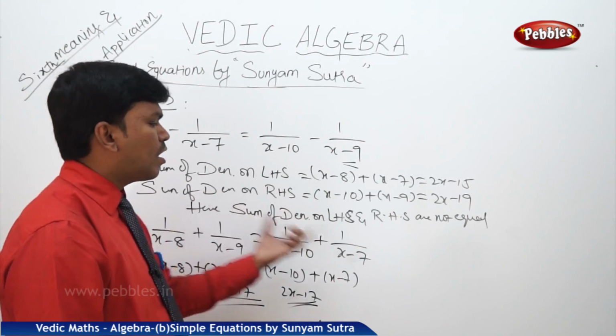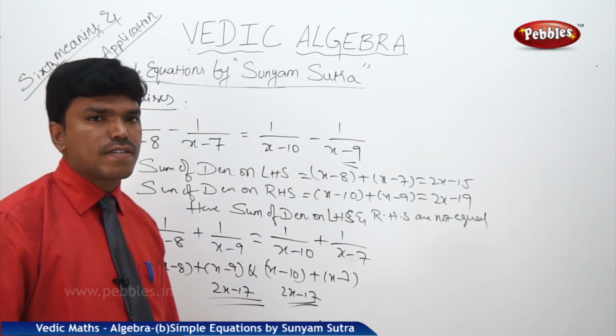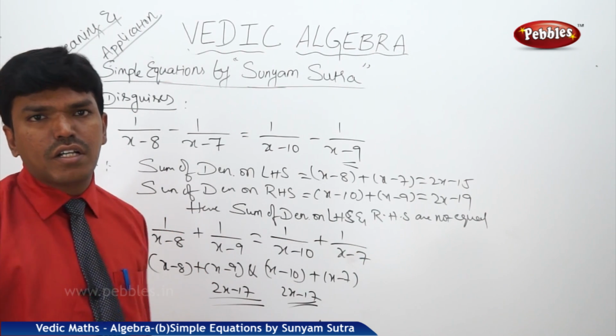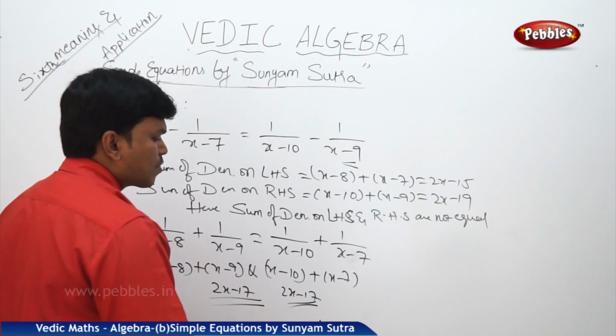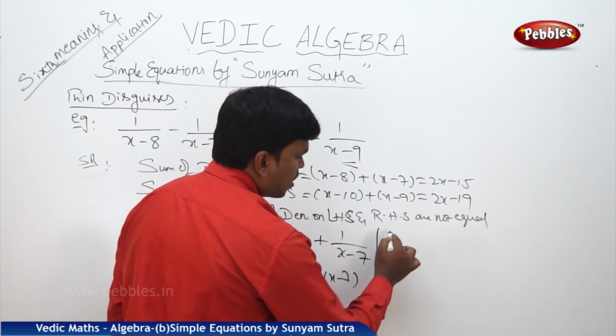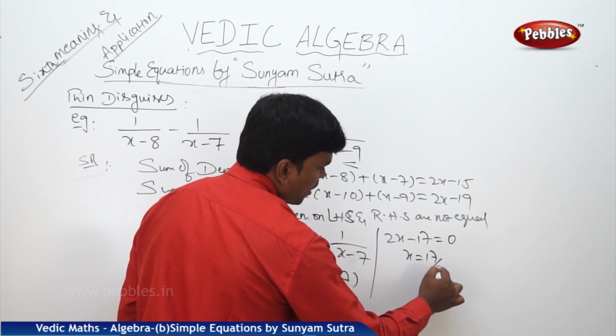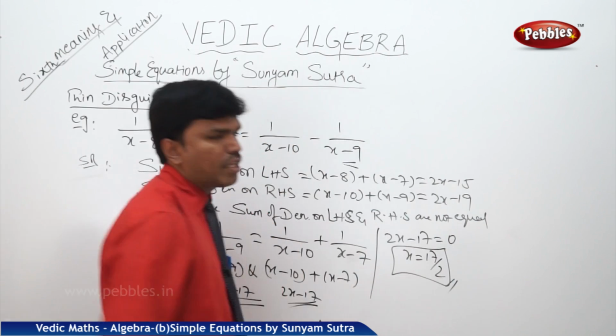After transposing the terms, after exchanging the terms, now both the sums are same. Now you can apply the sixth meaning and its application. So what is the sixth meaning? If both the sums are same, we simply equate the sum to 0 to get the answer. So x equal to how much? 17 by 2. Like this we can get the answer.